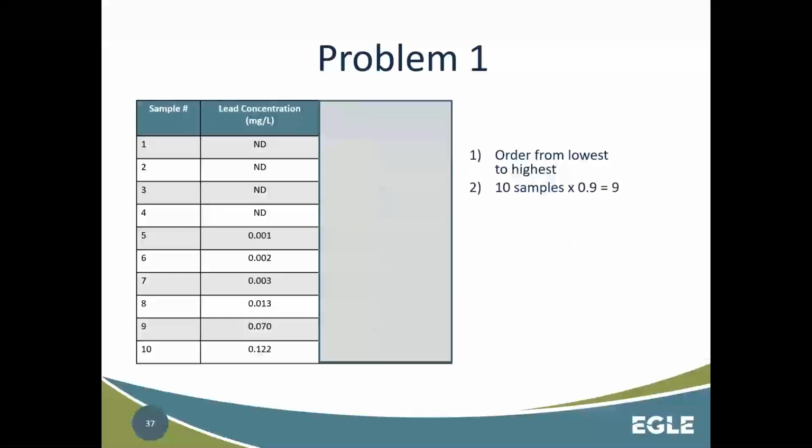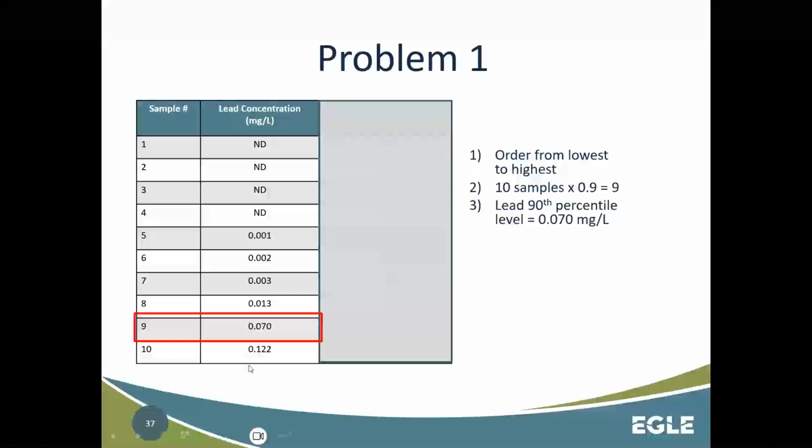Then you're going to take your 90th percentile. So you have 10 samples. You're going to multiply that by 0.9, or 90%, to get 9. 9 is the equivalent of what that sample is. So we're going to be looking at the 9th sample here. Again, 10 samples, 90% of those would be your 9th sample. We're going to be looking at that right here.